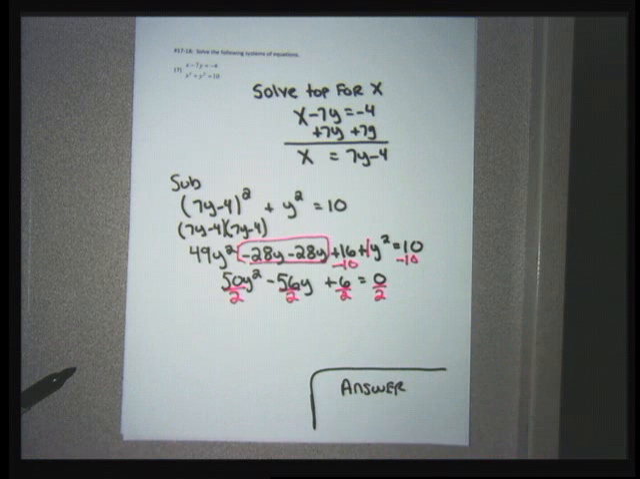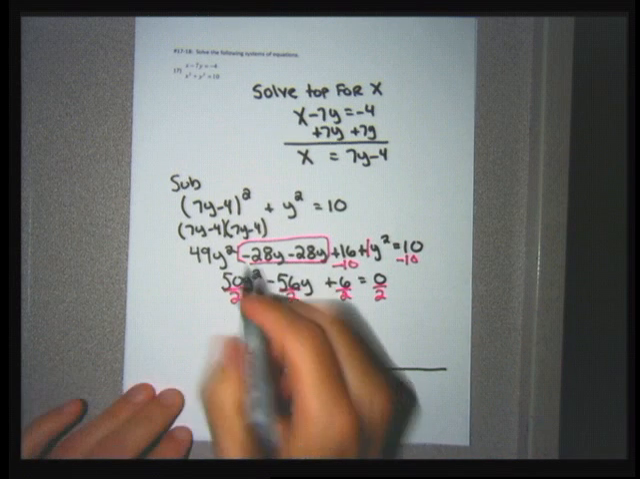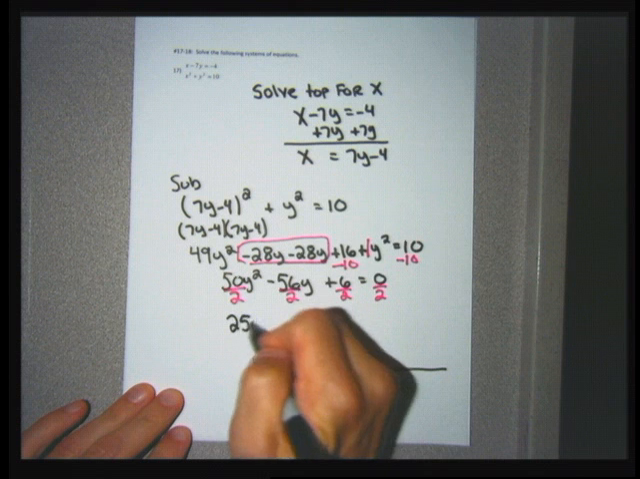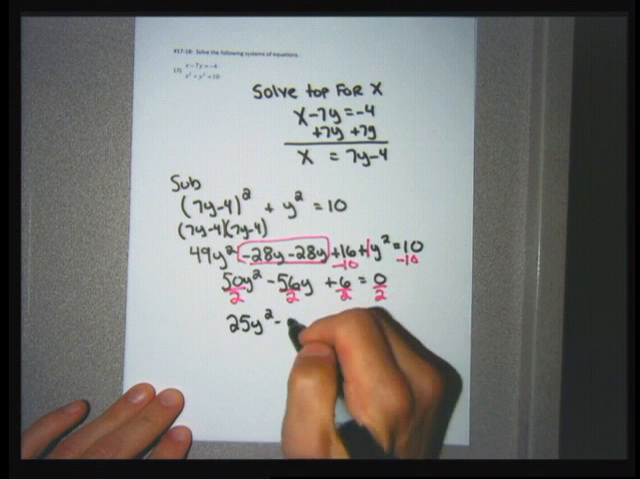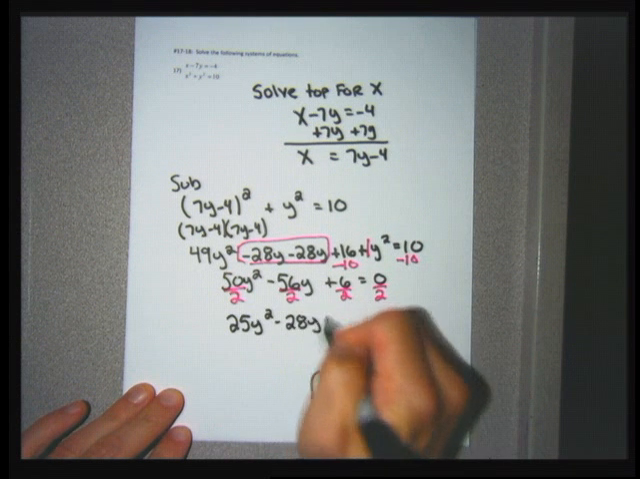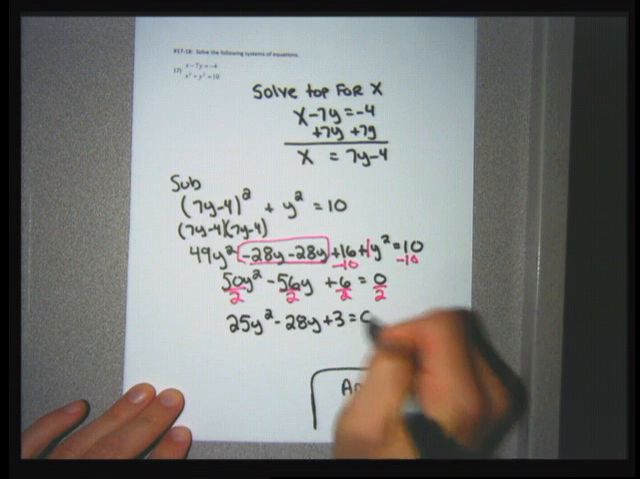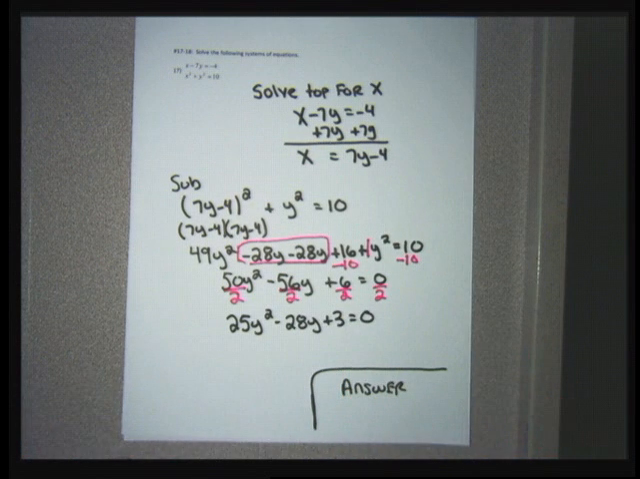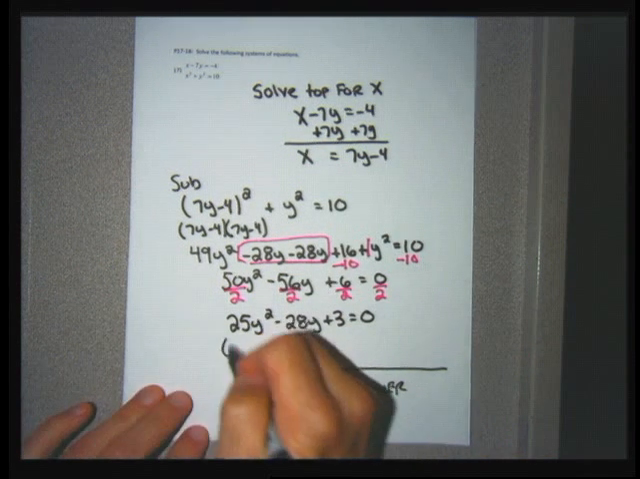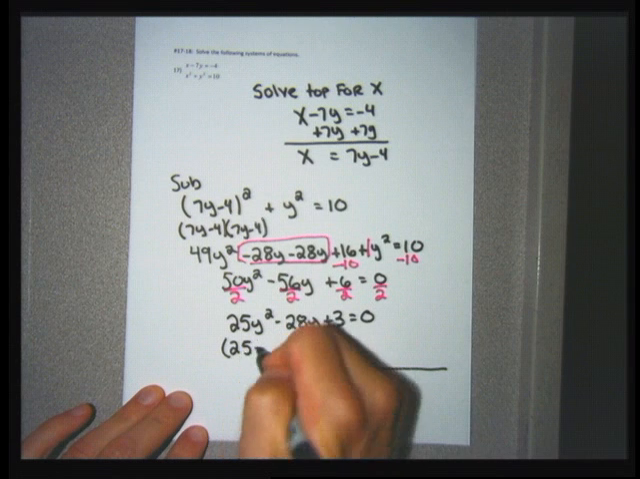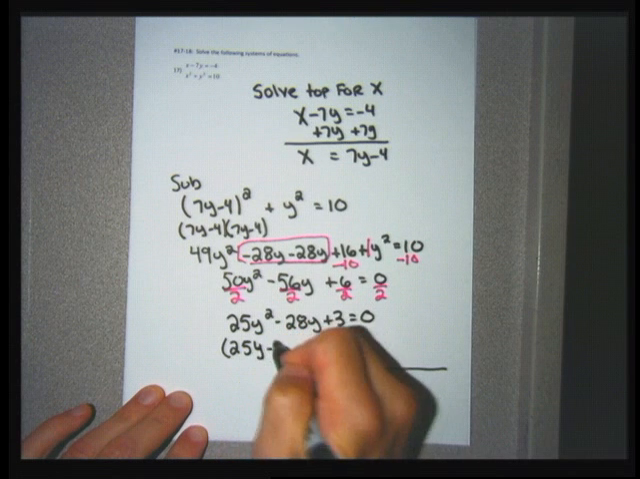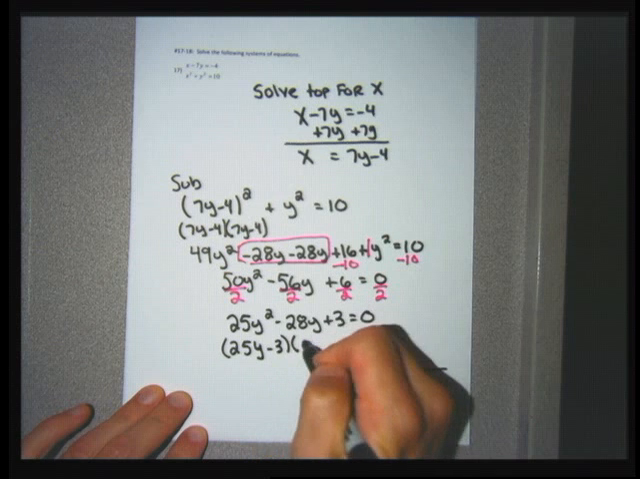And when I do that for problem 17, I get 25y squared minus 28y plus 3 equals to 0. I can factor that. If you can't factor that, then you need to use the quadratic formula. If you want to factor, it's probably bottoms up for you. I'm factoring in my head because I can.